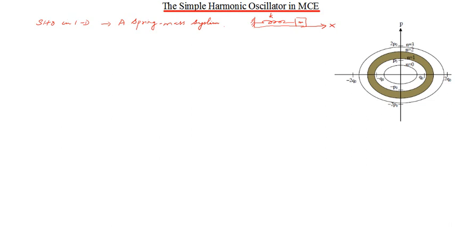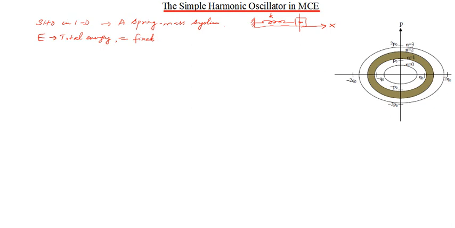So once disturbed, the system will be executing SHM, with let's say the total energy of the system being E. So let E be the total energy of the one-dimensional simple harmonic oscillator. And you know that in the case of a simple harmonic oscillator, the total energy is fixed, because we usually take that there is no damping.